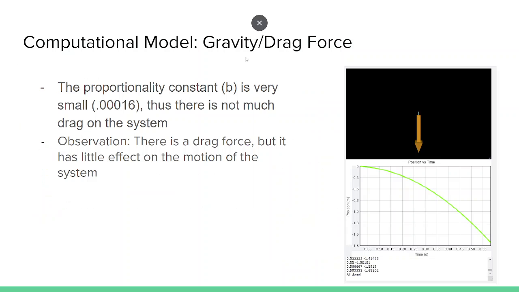And with that, because of the proportionality constant, B, being so small, there's not much drag on the system. But as you can see, there is a drag force, but it has very little effect on the motion of the system because it is so small.